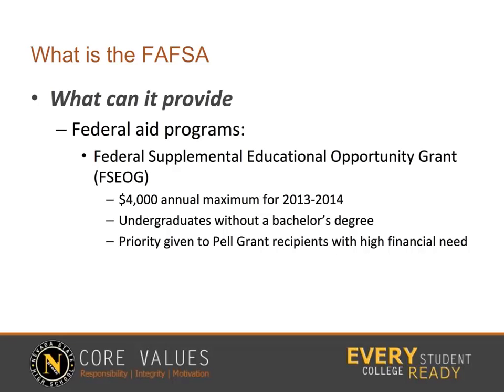The Federal Supplemental Educational Opportunity Grant is a need-based grant program for undergraduate students without a bachelor's degree. You apply by completing the FAFSA. Annual maximums are subject to change, and not all schools participate in this program. Click to the next slide when you are ready.